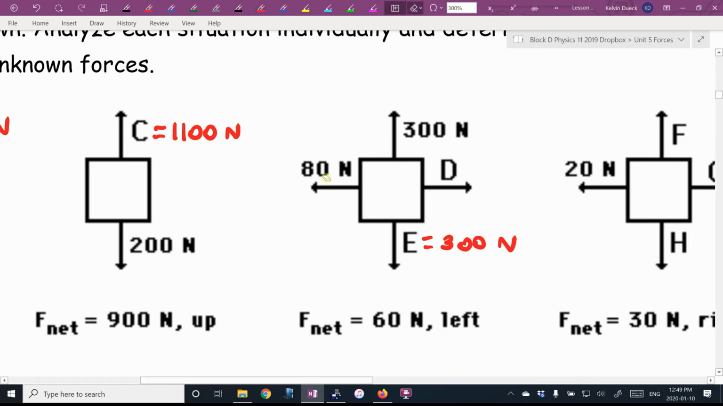How big do I have going right now? I want that to be 60 left, so how big must I be pointing to the... Sorry, I said how big do I have going to the left right now? 80. What goes there so that I end up with 60 left? 140? Disagree. 20. Is that right? 80 that way and 20 that way, that's the same as 60 that way.